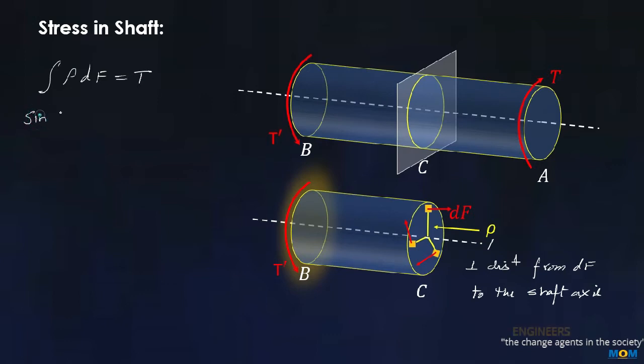Since dF is equal to tau dA, where tau is the shear stress on the elemental area dA, we can rewrite the expression as integral of rho tau dA is equal to the torque T. However, the expression here does not tell how the stresses are distributed in the cross section.